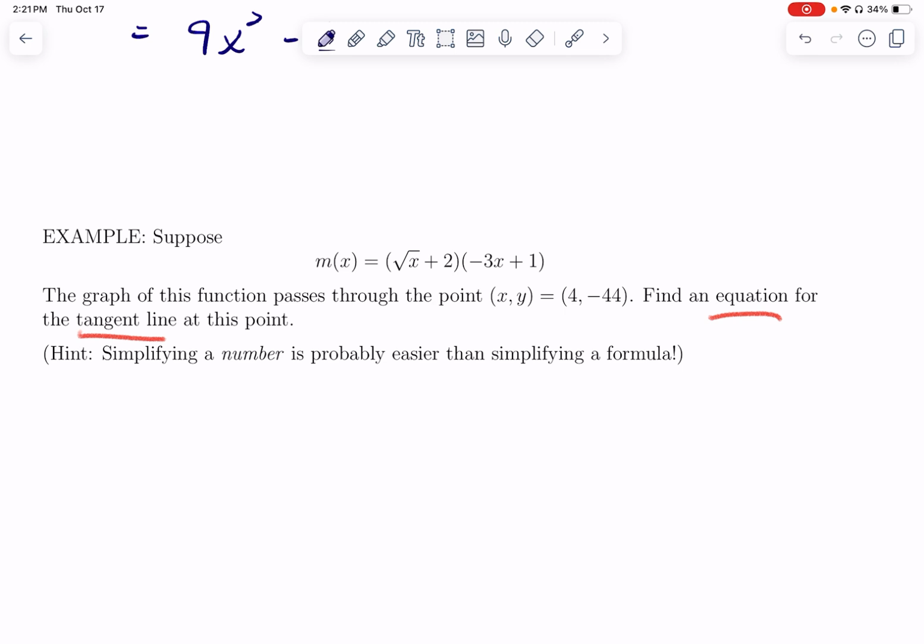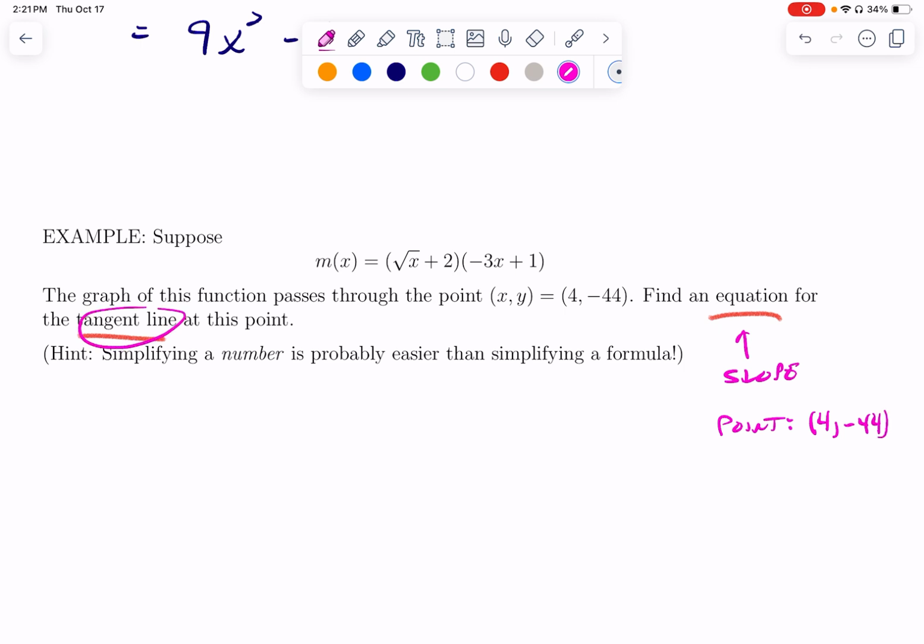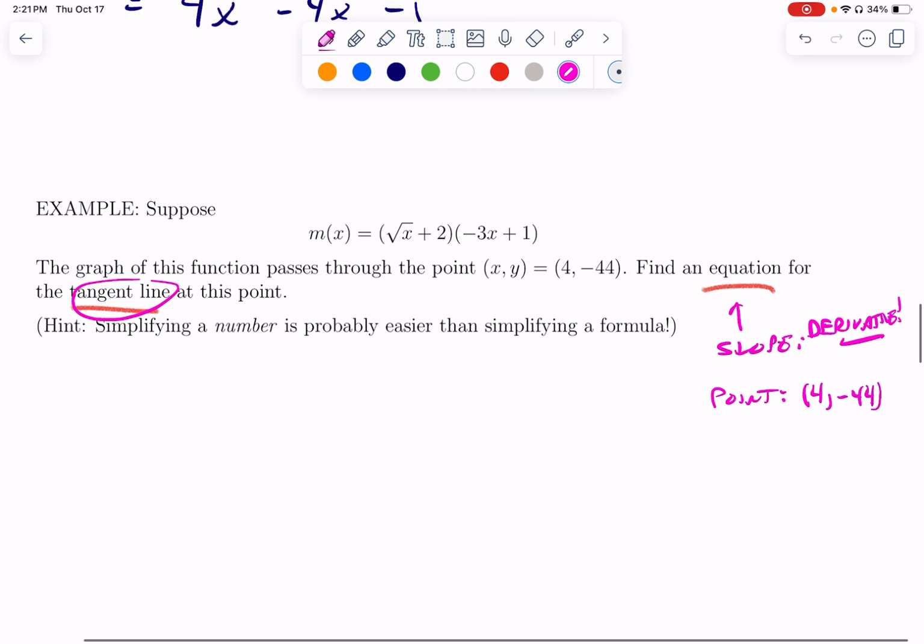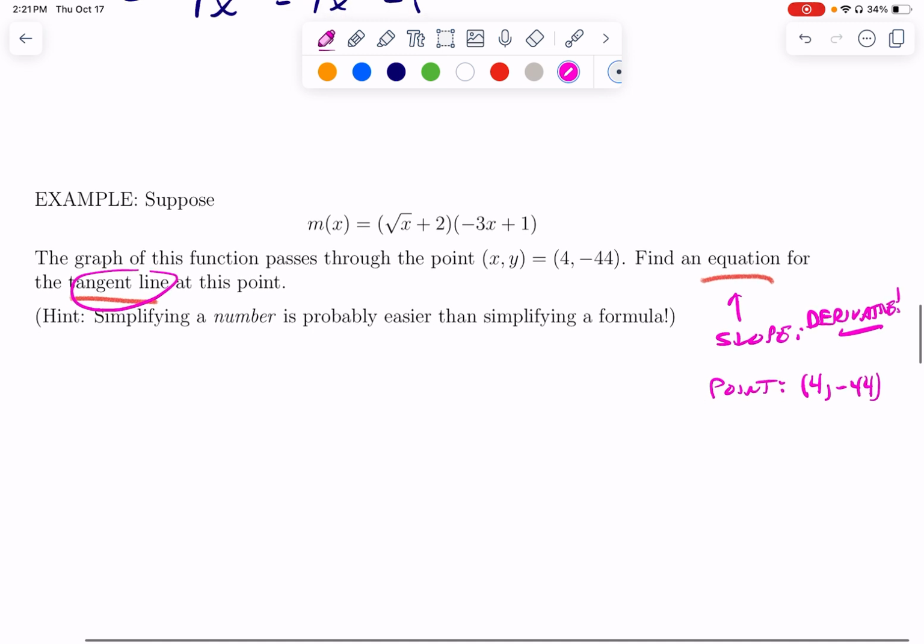So we want to pause and say, okay, we're trying to find the equation of a line. That is the instruction. So we want to understand, what do we need? To find the equation of a line, we need a slope and we need a point. We've already been told where the point is. So we need to find the slope of a tangent line. The slope of a tangent line is a derivative.